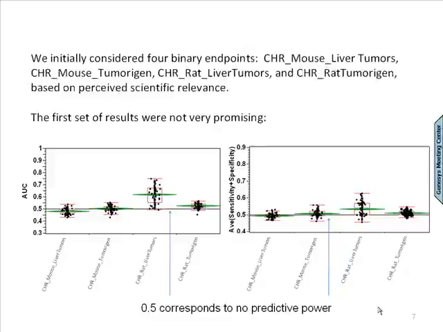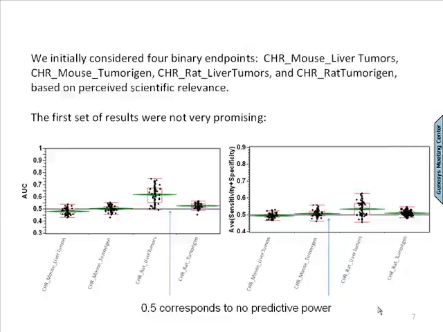When we first got started, we had all these endpoints, and we asked Yvonne, can you narrow it down for us? Give us the four that you think will be most relevant to the community here. And we honed in on these 4: mouse liver tumors, mouse liver tumorigen, tumor-causing agent, rat liver tumors, and rat tumorigen. These are all in the chronic cancer category. There are other ones with developmental type endpoints, as well as the MGR category, multi-generational reproductive category.